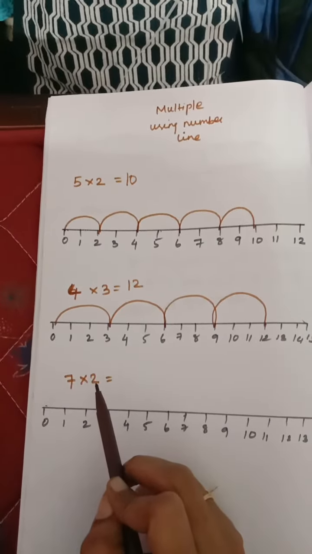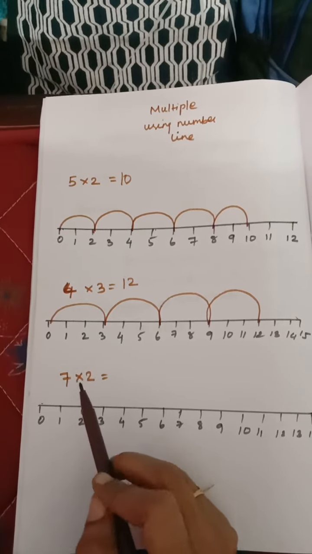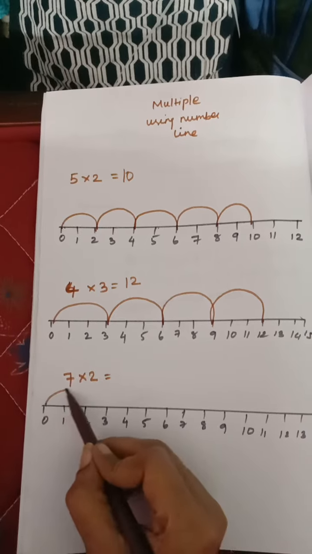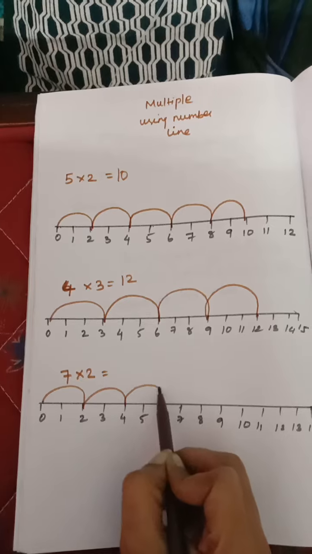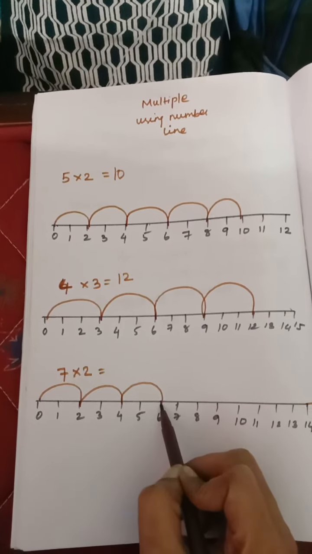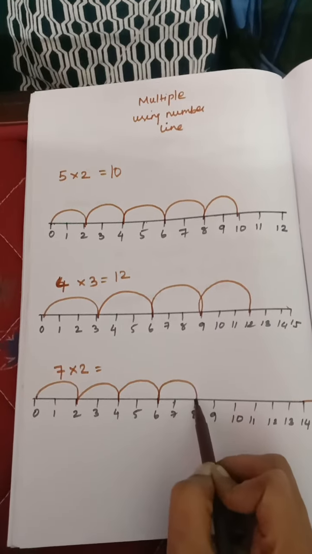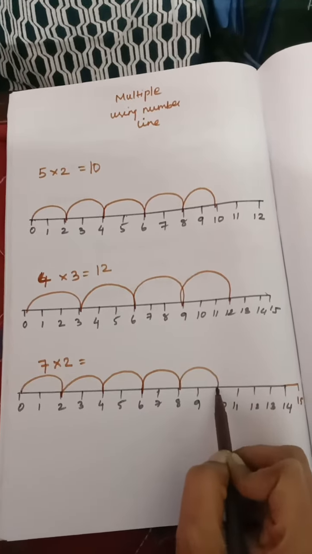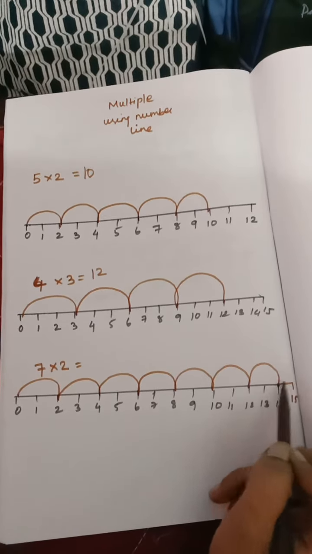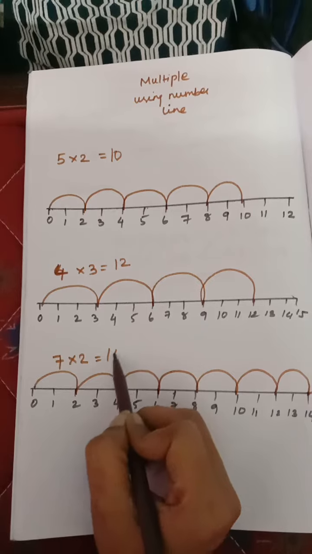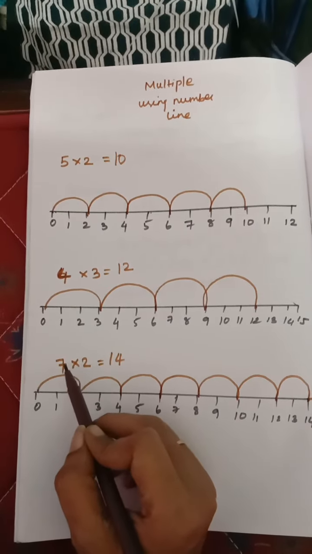7 into 2 we are going to see. 2 times, 2 table 7 times. 1 2 is 2, 2 2 is 4, 3 2 is 6, 4 2 is 8, 5 2 is 10, 6 2 is 12, 7 2 is 14. So answer is 14.